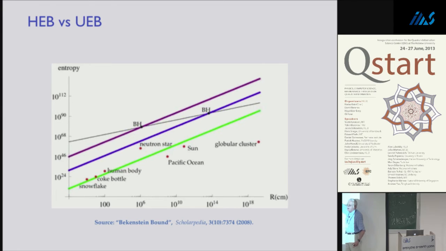If you take 10 to the 15 grams per centimeter cube, that's the density of a neutron star, then that's the bound, and of course the neutron star lies below it. And black holes always lie on the universal bound corresponding to their density. Each black hole has a certain density and sits on the line corresponding to its density. So both the holographic and universal bounds coincide for black holes. Actually, the black holes saturate both bounds.